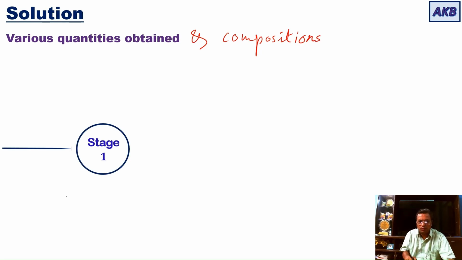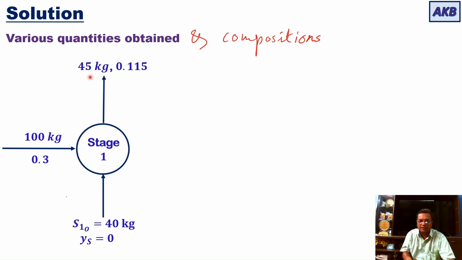So for stage number 1, feed was 100 kg. The composition was 0.3. It was contacted with 40 kg of solvent. Ys was 0. So in the process, we got extract of 45 kg and composition in it was 0.115. Then we got raffinate. It was 95 kg and composition in it was 0.255.